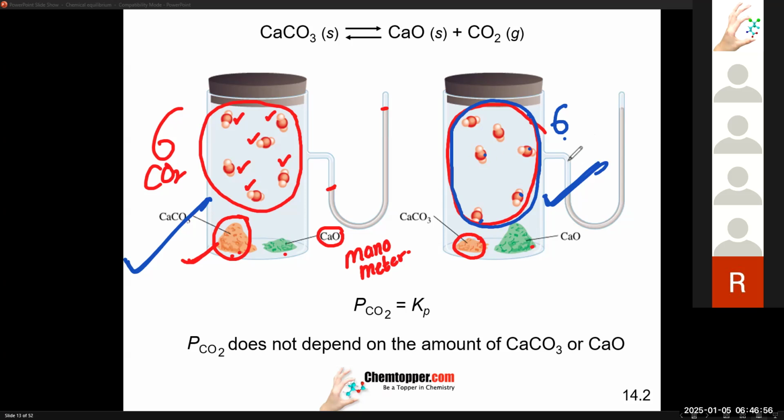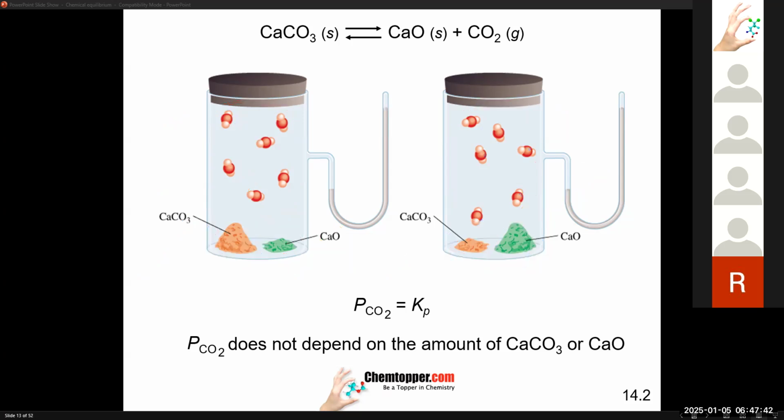Okay, if the pressures are the same, can I say the amount of calcium carbonate and calcium oxide doesn't matter for Kp and Kc? Kp and Kc are not dependent on the amount of calcium carbonate and calcium oxide. I can say that, children. You can see that here calcium carbonate is more, here it is less, here calcium oxide is less, here calcium oxide is more, but pressure is the same. So take care of this point: solids and pure liquids are not part of K. They cannot change the value of K.